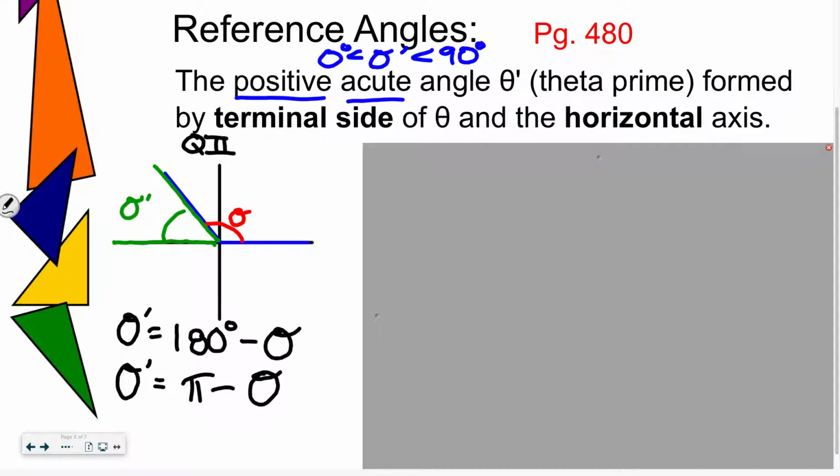2/3 pi is equal to 120 degrees. Well, pi minus 2/3 pi is just 1/3 pi, which is in quadrant 1. It's positive and it's acute.